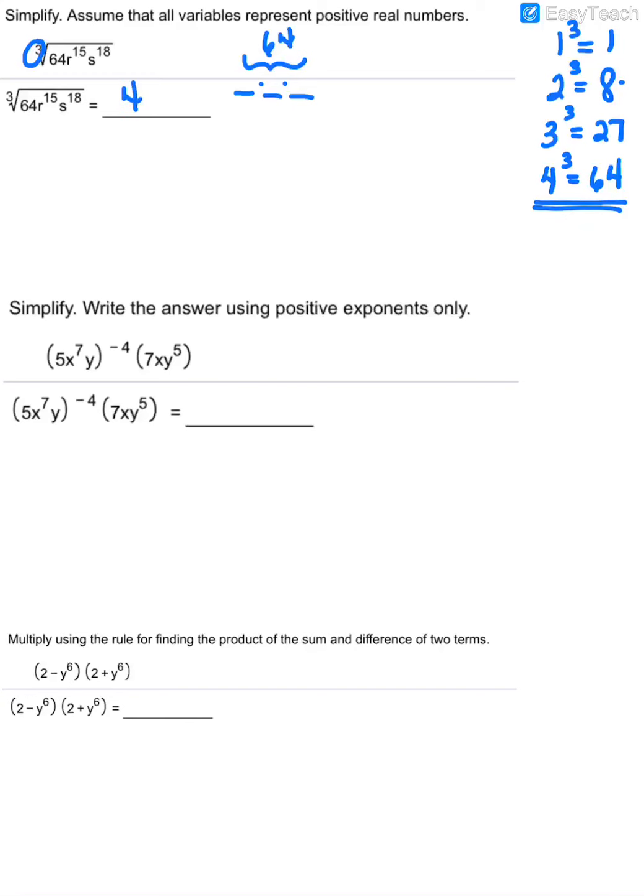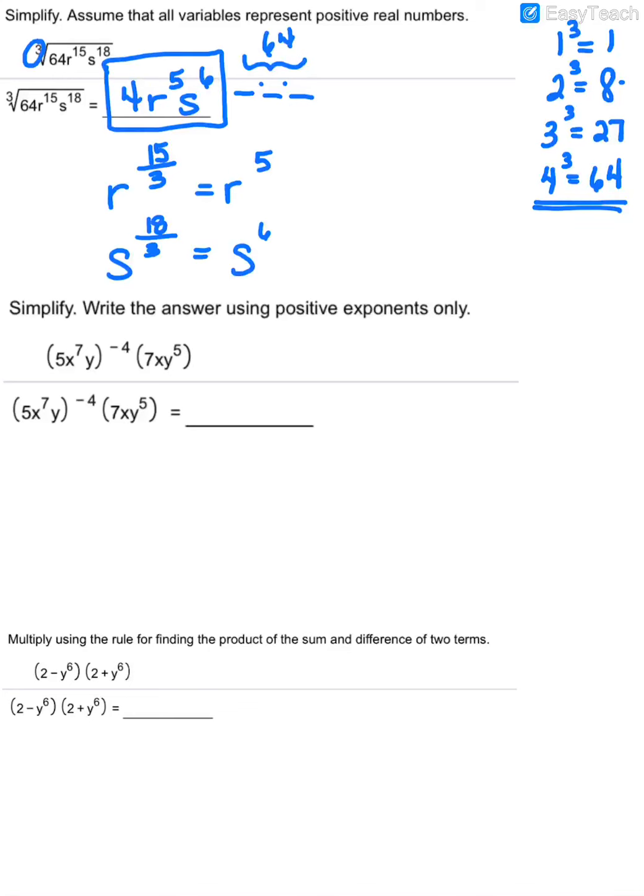Now, when you are trying to take a cube root of variables raised to powers, you take their power and divide it by the root. So if I have r to the 15th and I'm taking the cube root, that will leave me with r to the 5th power. And if I have s to the 18th power and I'm taking the cube root, 18 divided by 3 will leave me s to the 6th power, just like that. So that would be my simplified expression.